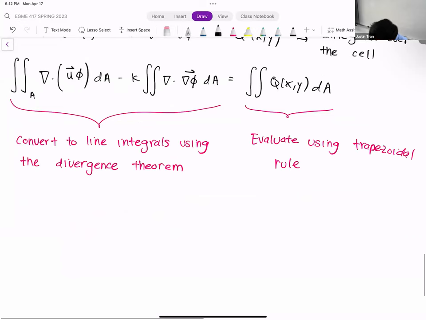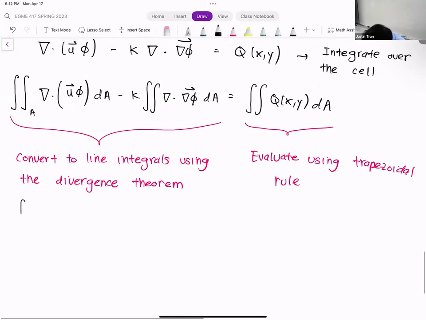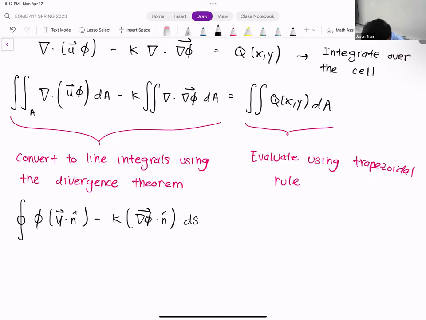Okay, so if we do this, we end up with, on the left-hand side, since they both have the same type of integral and we're converting them the same way, I'm going to put them all into one integral here. So we have phi times u dot product with n, minus k gradient of phi dot product with n, ds, equal to q at (xc, yc) times delta x delta y.